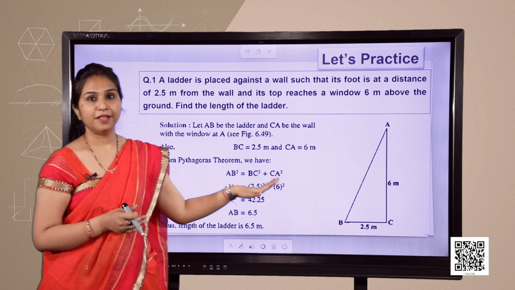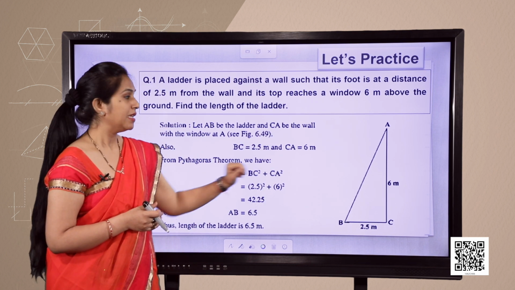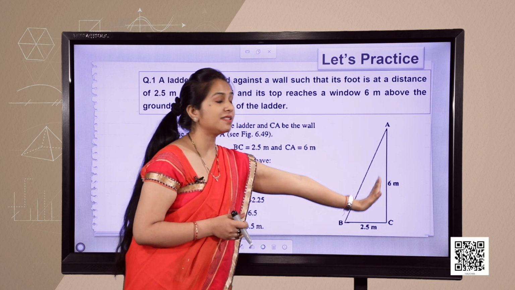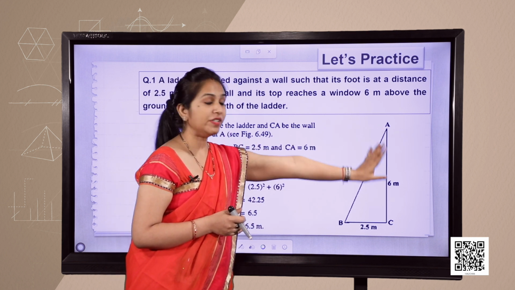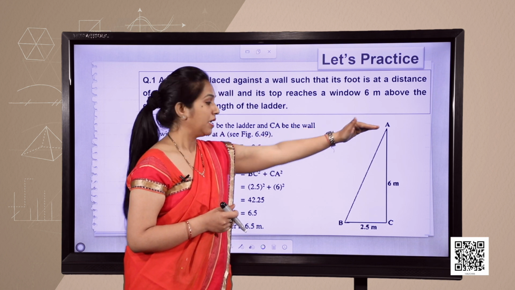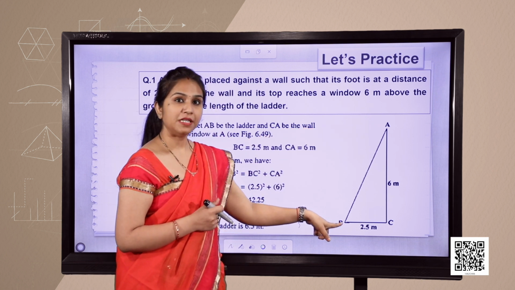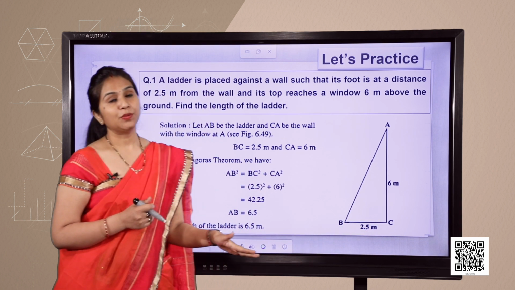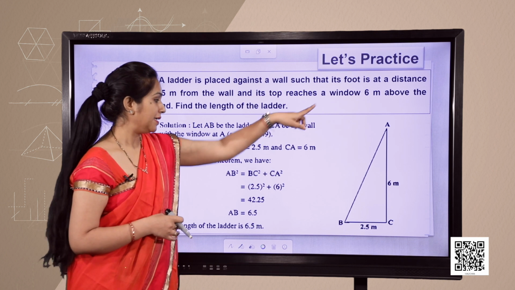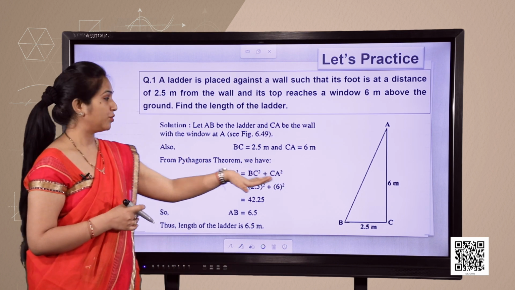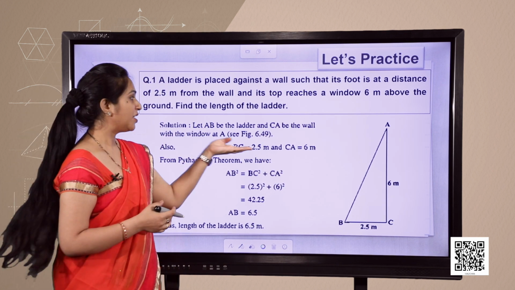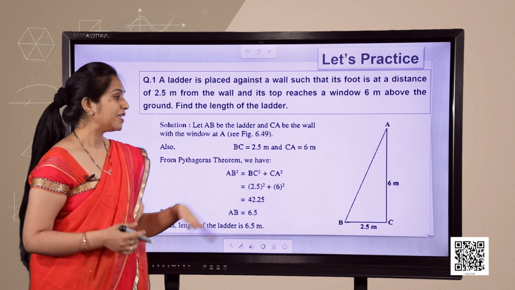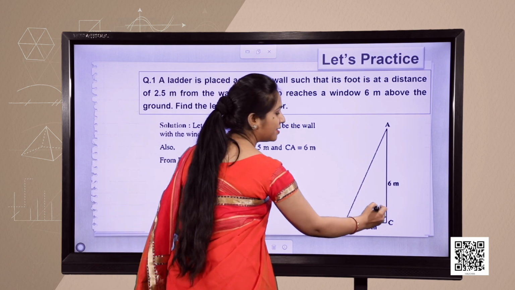So children, here we have to draw the diagram. Let us assume that AB is a ladder and it is placed against a wall, and there is a window which is 6 meter above the ground, and the distance between the foot of the ladder and the wall is 2.5 meter. You need to calculate the length of the ladder, that is AB, that you have to find out. So write down the things which are given to you, and clearly children, if you see this angle, here you will get a 90 degree angle.